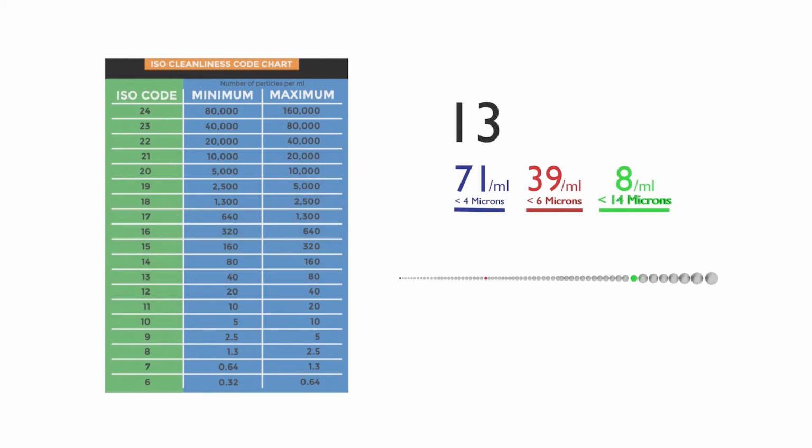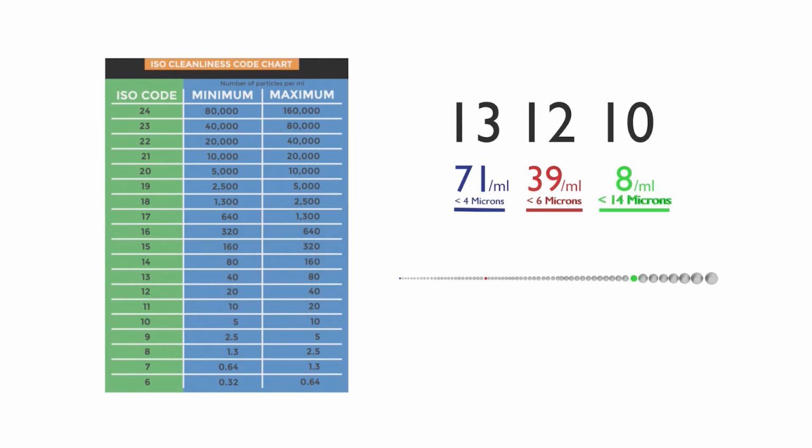Correspondingly, the greater than 6 micron count of 39 falls between the range of 20 and 40 and is assigned the ISO code of 12. And finally, the greater than 14 micron count of 8 falls between the range of 5 and 10 and is therefore assigned the ISO code of 10.